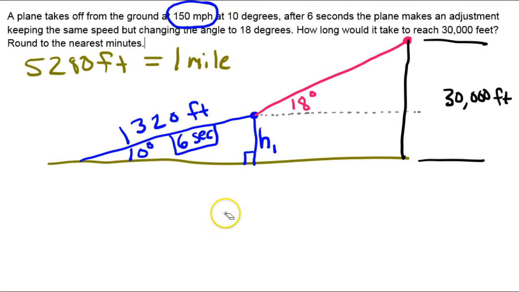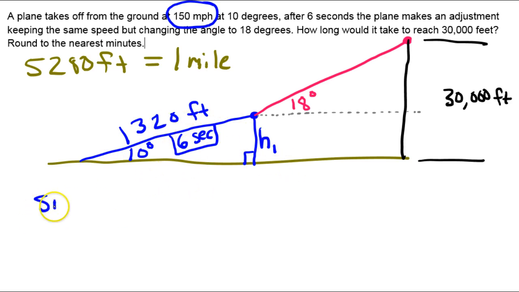Okay, Miss Anderson, Josie Anderson, teaching me unit conversion. Anyway, how am I going to find this basic trigonometry? From the perspective of the 10 degrees, the H1 is opposite, and this is the hypotenuse. Opposite over hypotenuse, we're talking about the sine function.